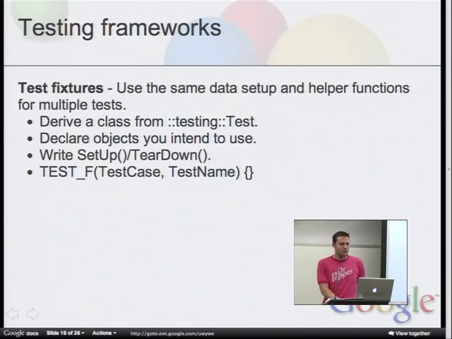Something that you can use to reduce duplication of code are test fixtures. They're a data setup for every test that you run in a test case. I'll show you an example of that.